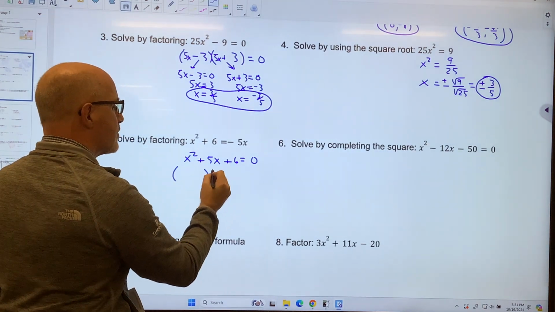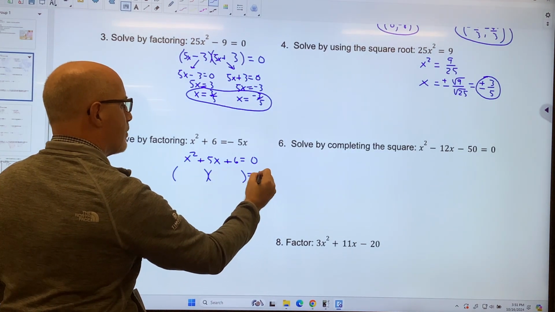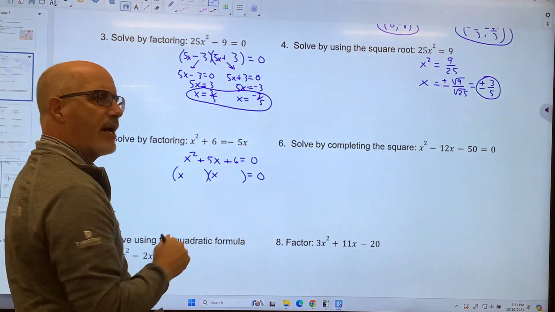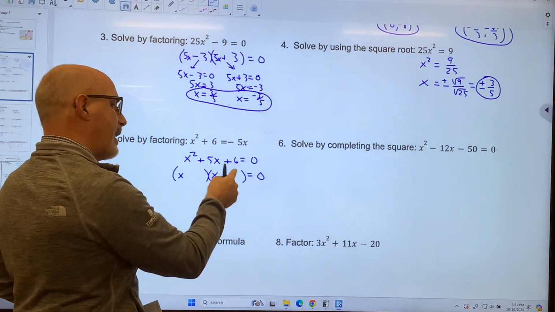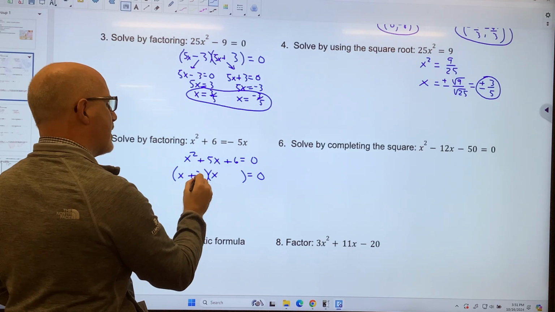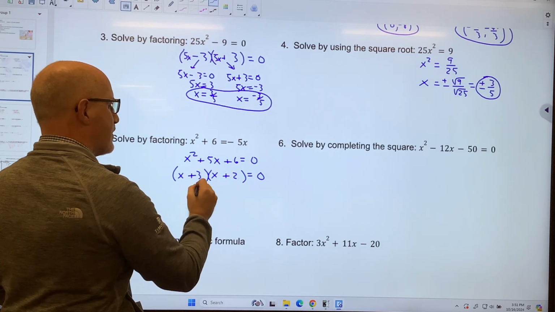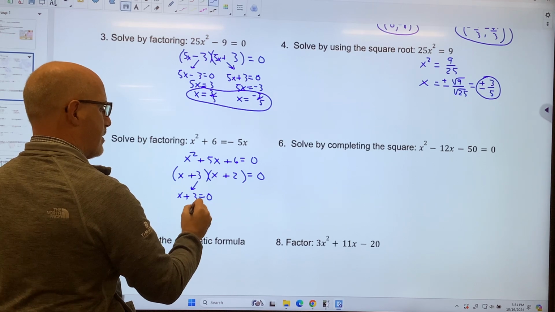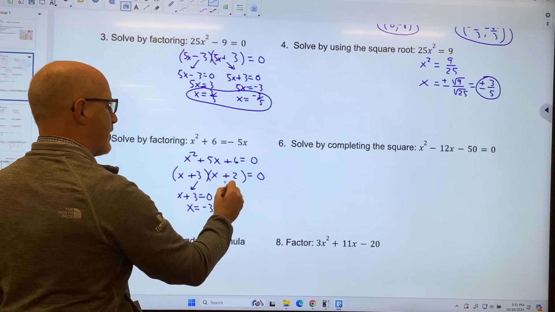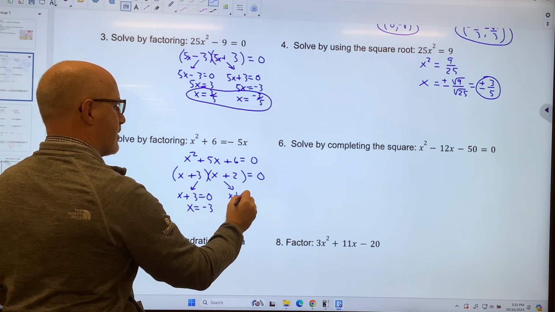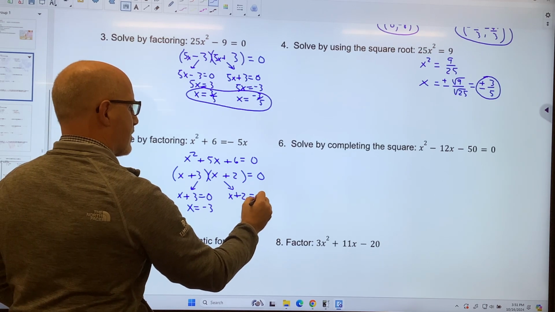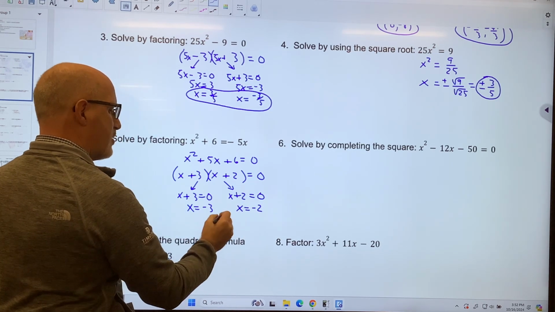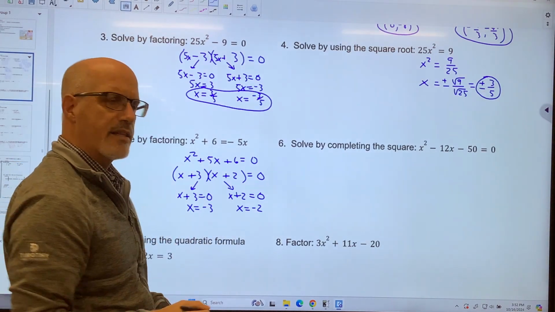This factors, we put a parentheses in with an x and an x. Two numbers that multiply together give you the 6 and add to get the 5, that'd be a 3 and a 2. Set each factor equal to 0. Solve each one of them, and you get -3 and -2. And just to note, this is okay to write in that form.